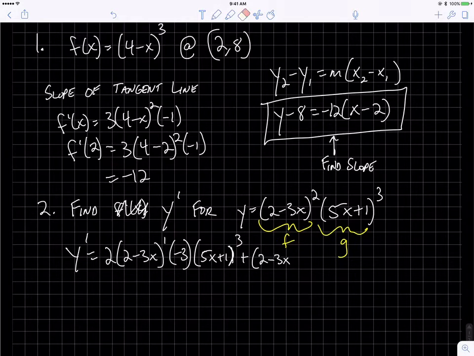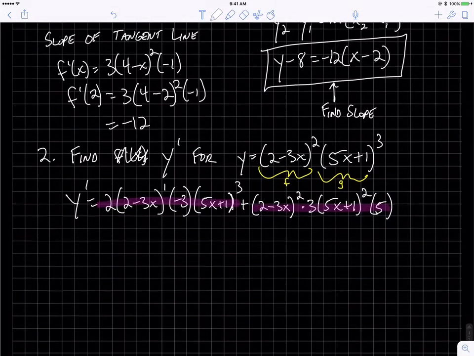Let me get rid of these guys. They're in the way. That was f times g prime, so that's product rule. The 3 comes down, recopy the base, reduce the power by 1 times the derivative of the base, or the inner function. I've got two terms now separated by the addition. I've got that term and that term. First term and the second term.